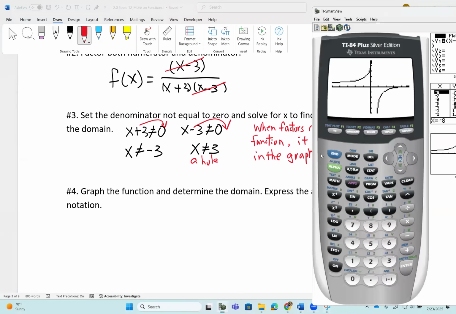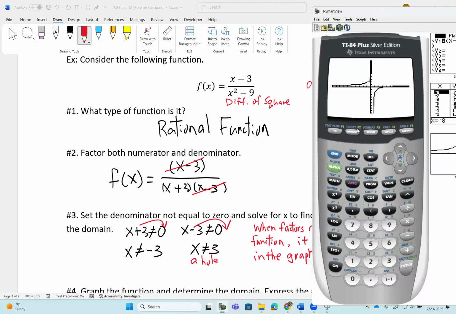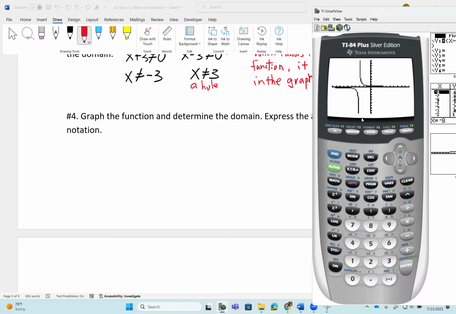We cannot really see this hole in the graphing calculator. Let me go back to the standard window, zoom number 6. I'm always going to graph the original function, so that's x minus 3 divided by x squared minus 9. I can't really see the hole. It looks like it stops here, but it doesn't. It actually keeps going.